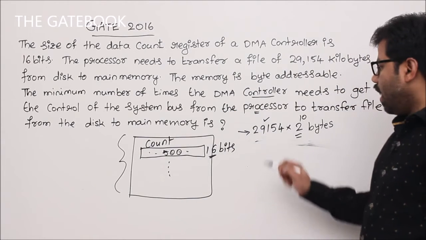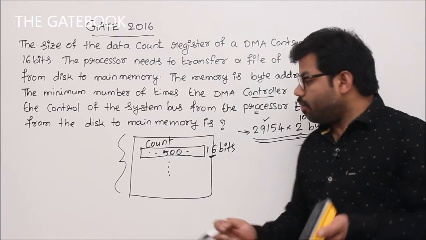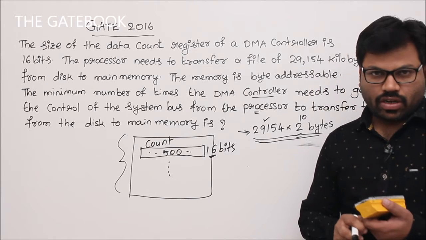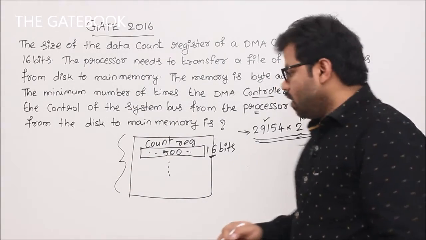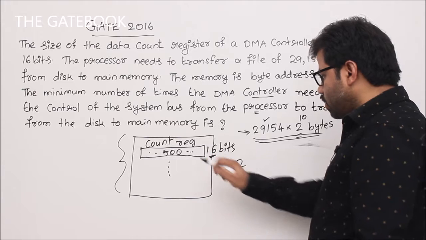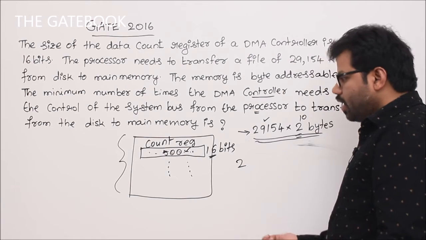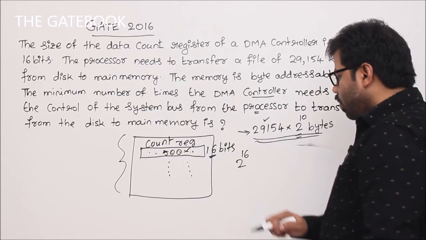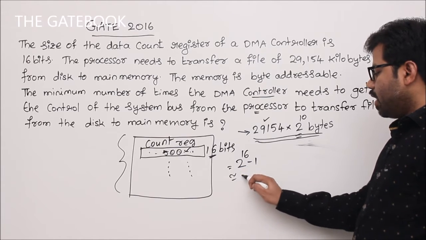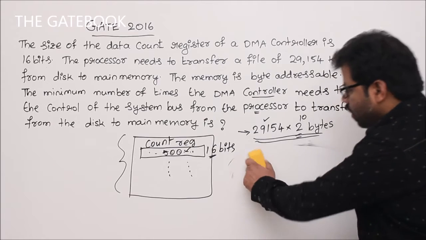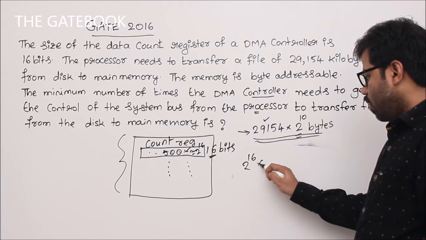No, the reason is we have this file, 29,154 into 2 power 10 bytes. Your CPU cannot mention that in your DMA controller, because the count register has a limitation of only storing 16-bit data. So what is the maximum data size you can store? If you write 500 here, then the DMA controller understands that 500 bytes are to be transferred. But the maximum I can write is 2 to the power of 16 minus 1, approximately 2 to the power of 16. So at most it is 2 to the power of 16 bytes.